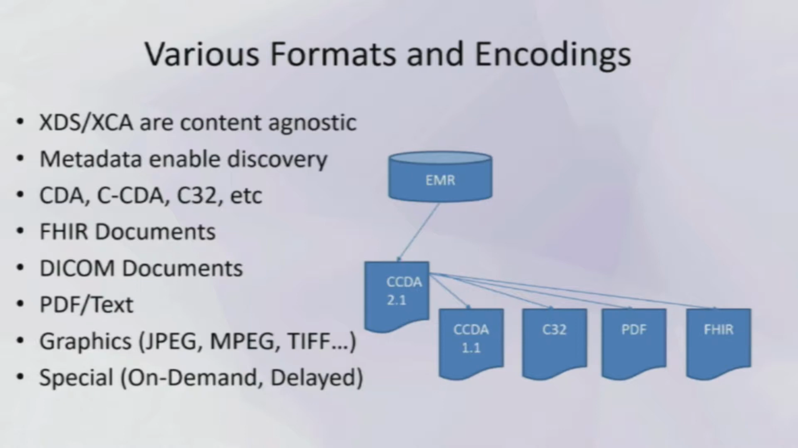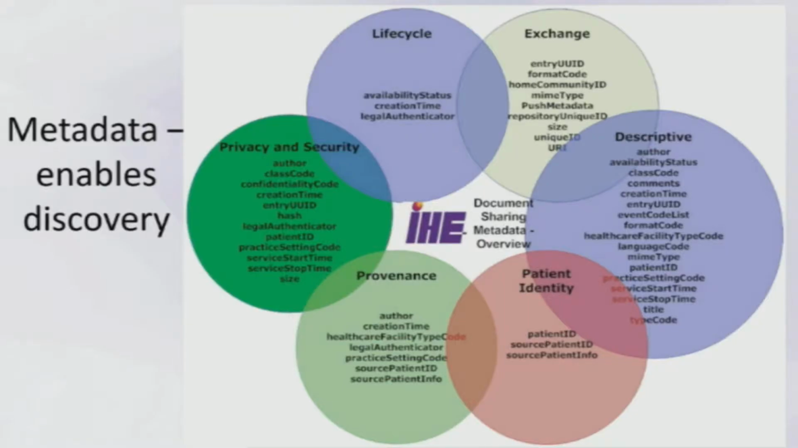So within the context of XDS, it can handle any of these. And indeed, it can handle all of them holding the exact same content. And you're starting to see some of this. Here's an example on the right where imagine a consolidated CDA 2.1 is published into XDS, and a transform of that is available in CCDA 1.1, a C32, a PDF, and maybe a FHIR document. So you can have transforms also within XDS. It's kind of a useful thing, and we'll come back.